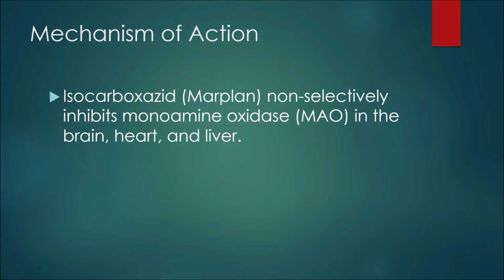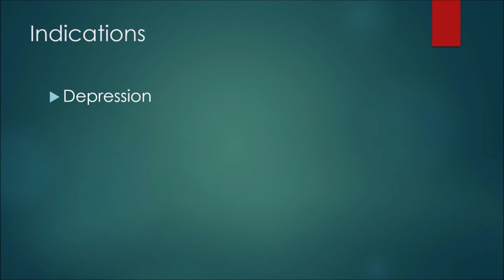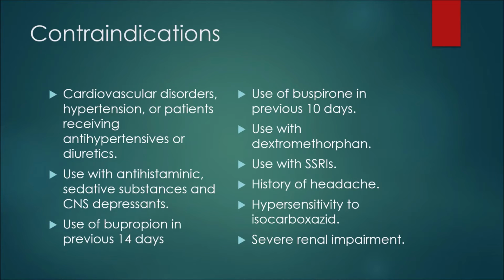So the first thing to discuss would be the mechanism of action, or how this medication works. So isocarboxazid, or Marplan, non-selectively inhibits monoamine oxidase, or MAO, in the brain, heart, and liver. In terms of indications or reasons we would prescribe this medication to a patient, the only real indication here would be in depression.